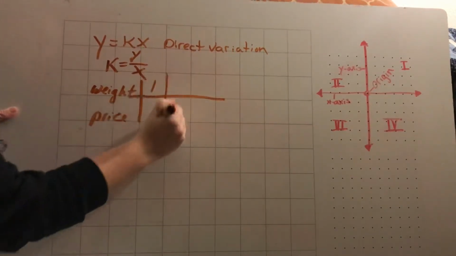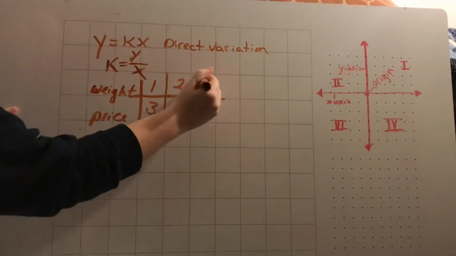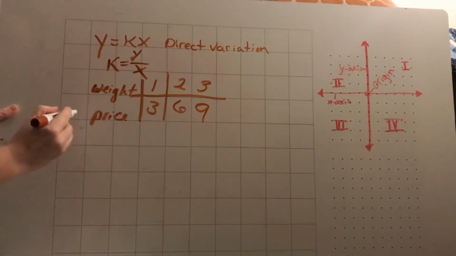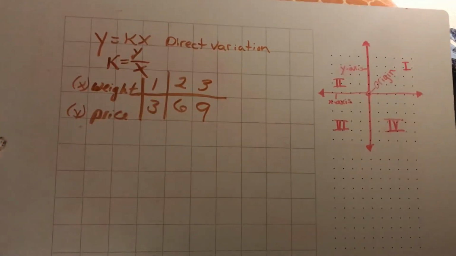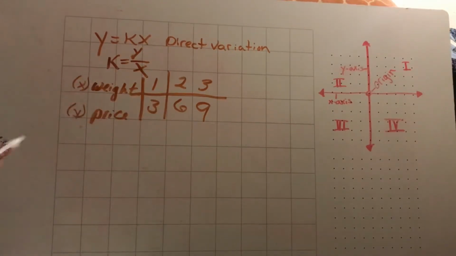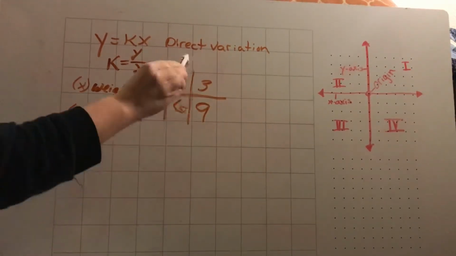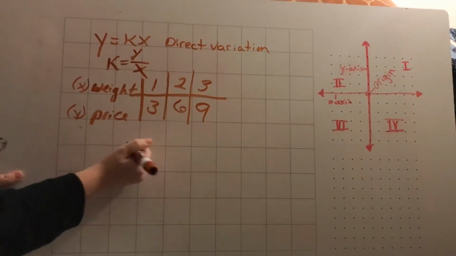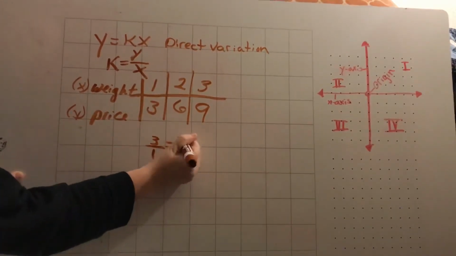and we have 1 over 3, we have 2 over 6, and we have 3 over 9. So this is our y, this is our x, and we want to know, is this a direct variation? This is only a direct variation if k, or our constant of variation, is the same for every step of the graph. So we'll try the first one. So y, which is 3, over x, which is 1, equals 3.